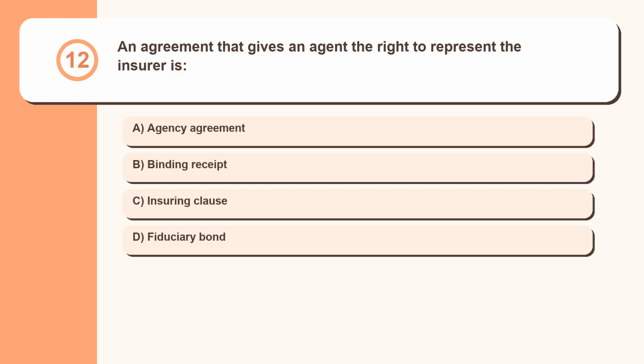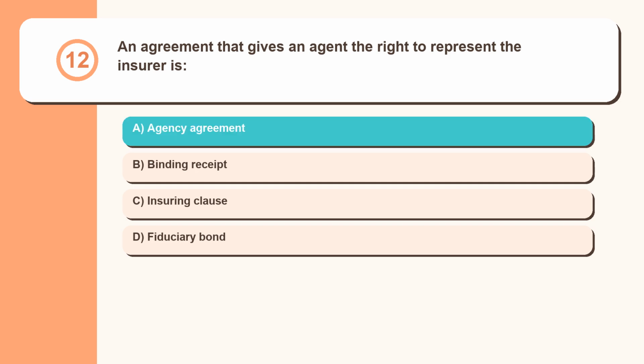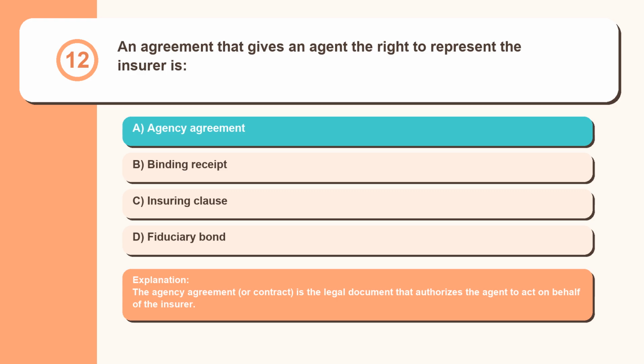Question 12. An agreement that gives an agent the right to represent the insurer is agency agreement, binding receipt, insuring clause, fiduciary bond. The agency agreement, or contract, is the legal document that authorizes the agent to act on behalf of the insurer.